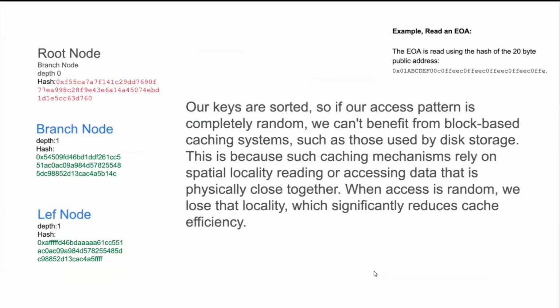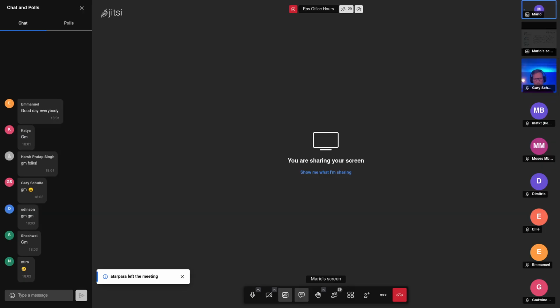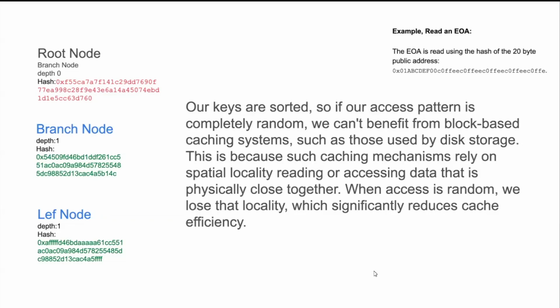We have another issue with Forest, which is how we generate the keys. In Forest, the key is a hash, and a hash gives an access pattern that is completely random. In the database, our keys are sorted. So if our access pattern is random, we cannot benefit from a block-based caching system. So it's another performance problem when we want to access the disk.